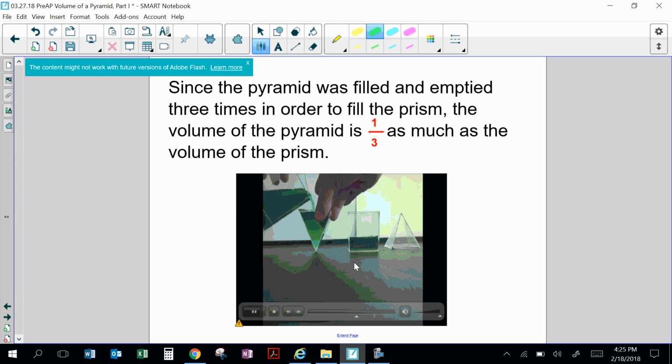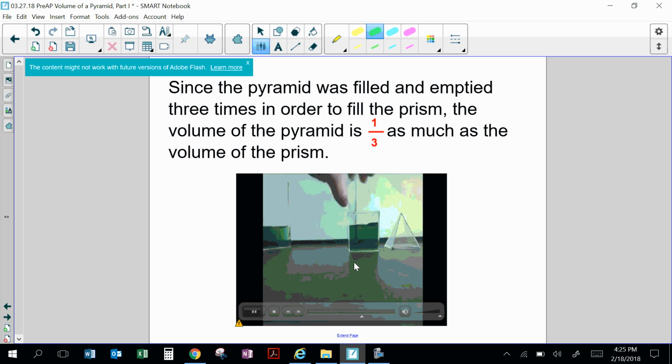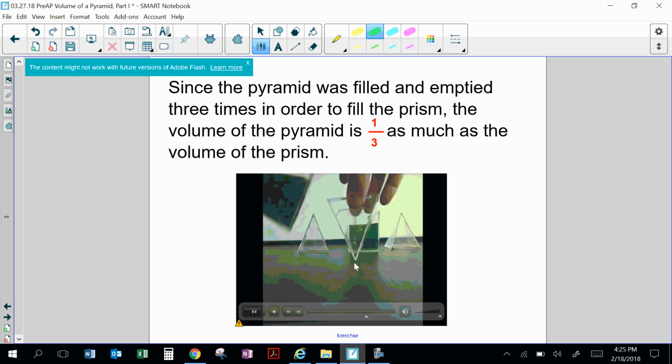A lot of water. That's a second. Here's a third pyramid being filled with water.